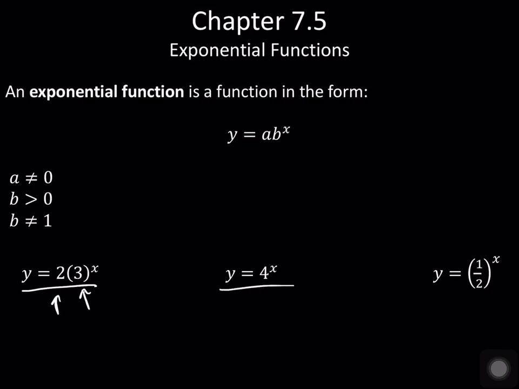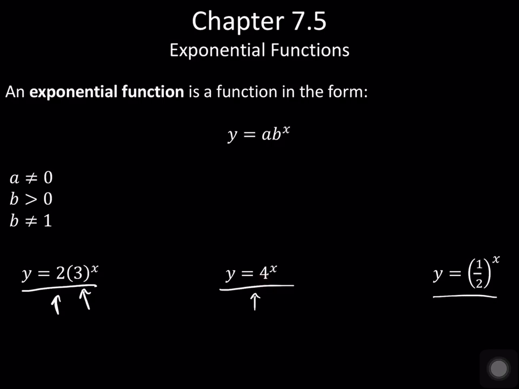In the second example, you'll notice that we don't have an a, right? There's no number in front of the base. That 4 is the base, the b. 4 raised to the x power. And so sometimes we don't have an a. Sometimes we do, sometimes we don't.